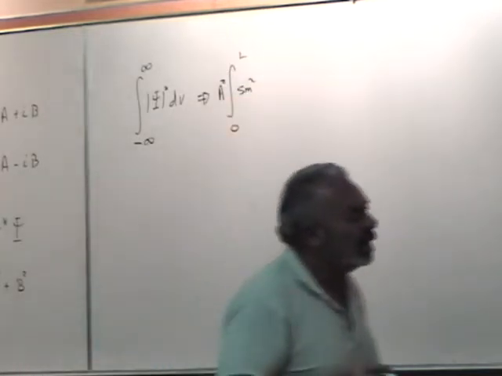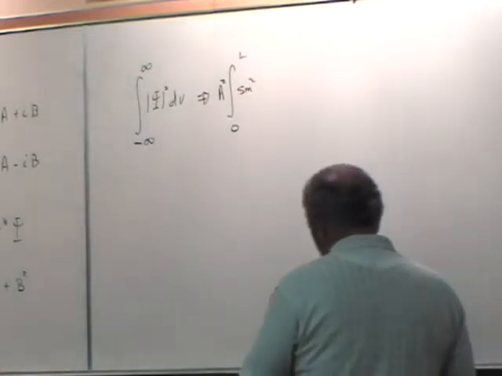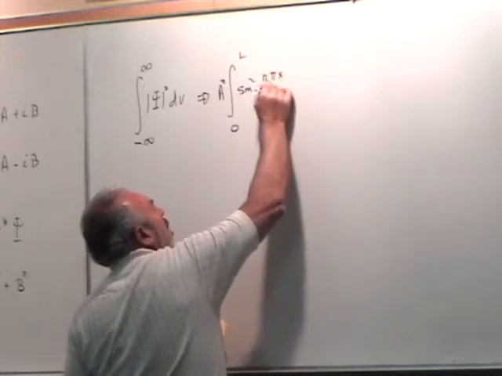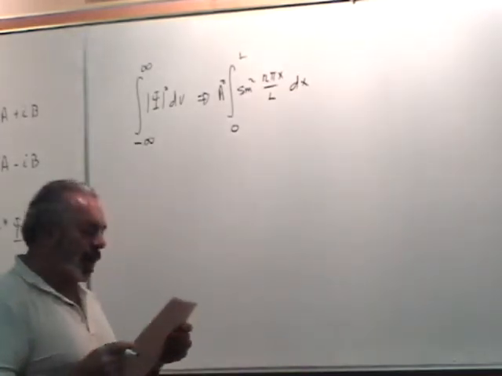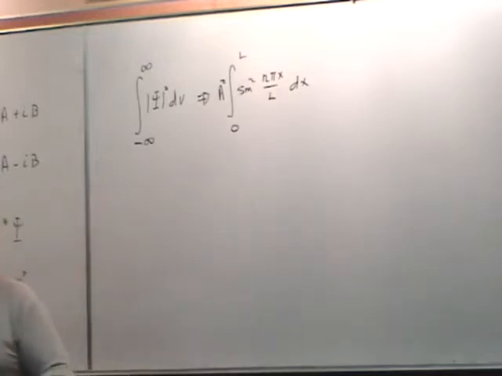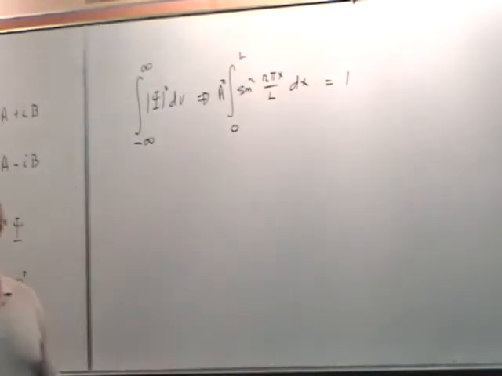What is it? It's n pi x over L, n pi x over L dx. And once we have done that, we can have the value of A. Why? Because we must insist that there is a 100% chance of finding the particle between those two limits. The particle exists between those two values. So go ahead and do the integral.